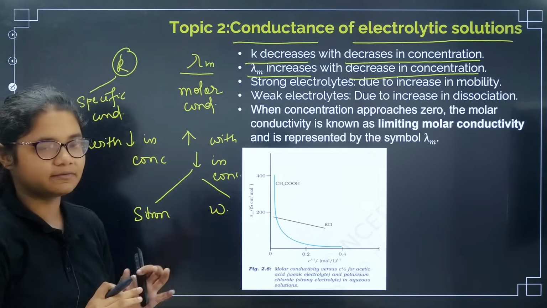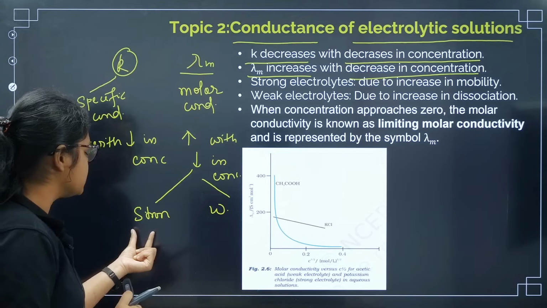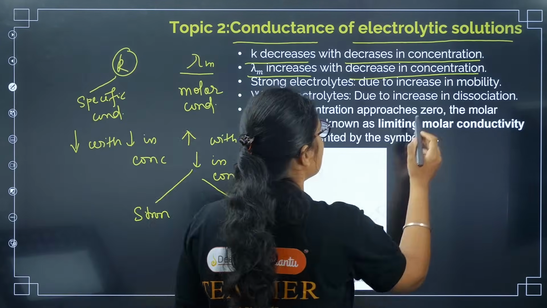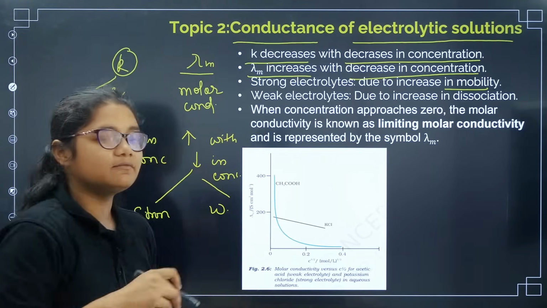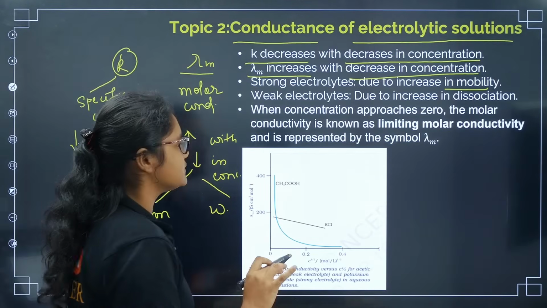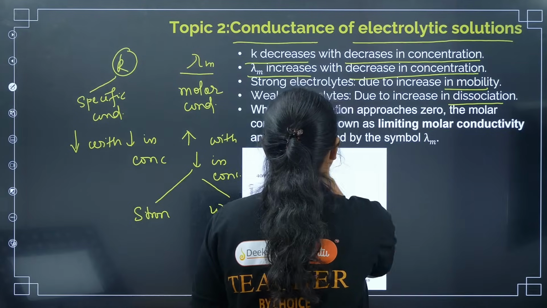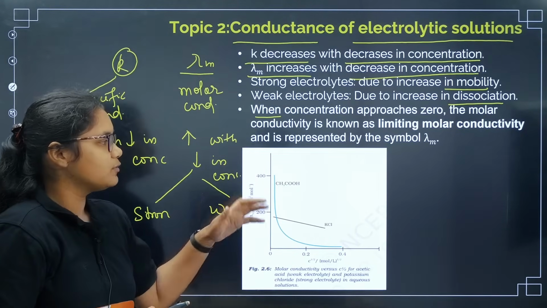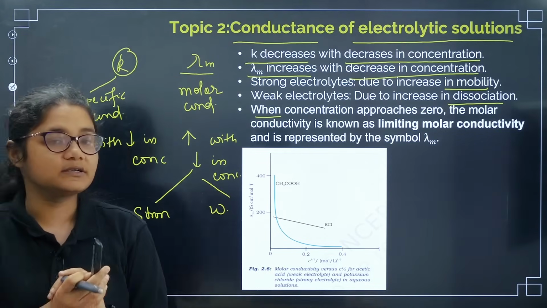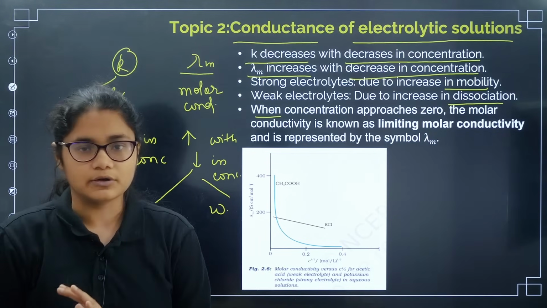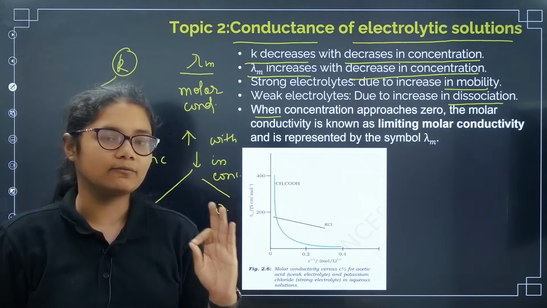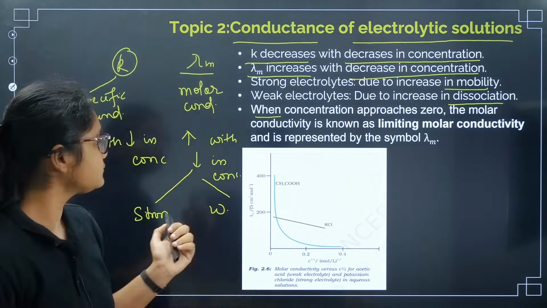In both the cases it will increase, but what is the reason? In a strong electrolyte, it is because of the increase in the mobility of the ions. And in a weak electrolyte, it is due to the increase in the dissociation of ions. Now, what is limiting molar conductivity? When you keep on diluting, the concentration becomes almost equal to 0. At that time, whatever the conductivity is, that is called limiting molar conductivity.